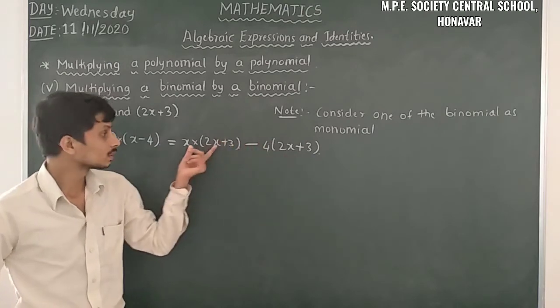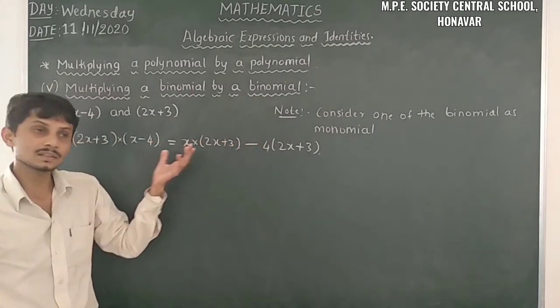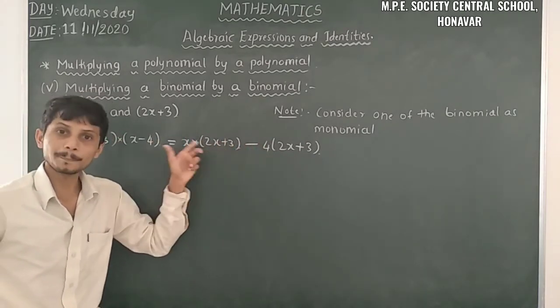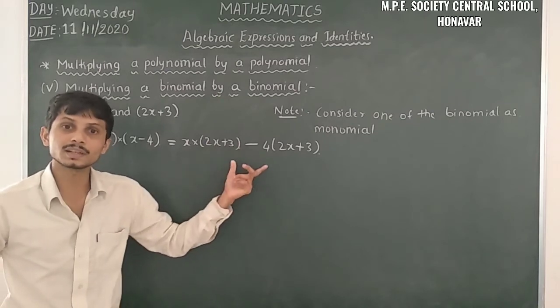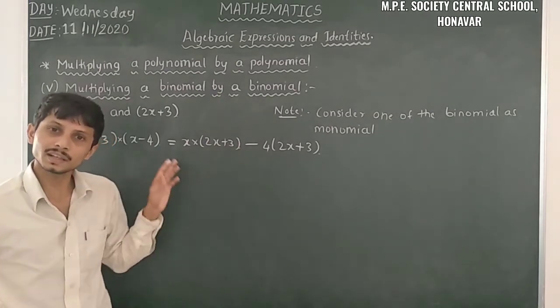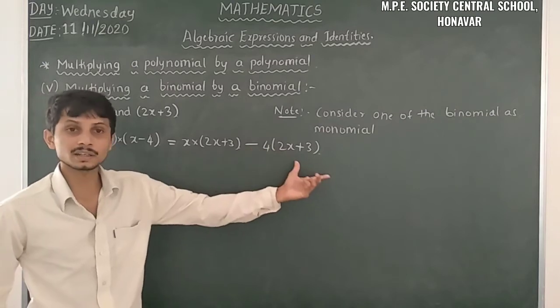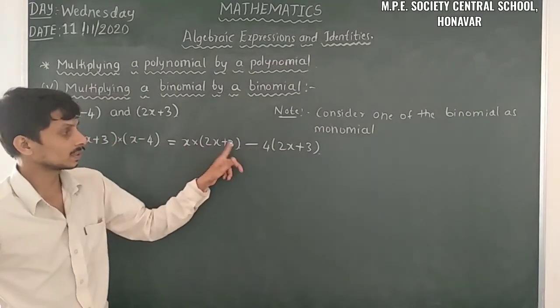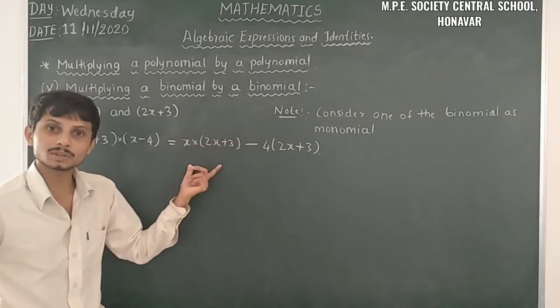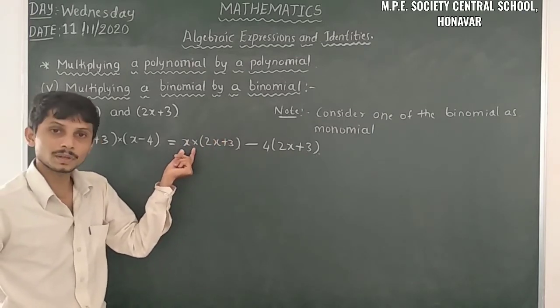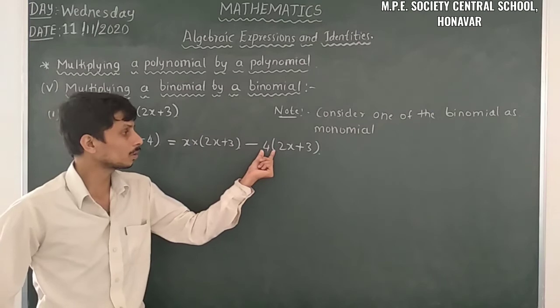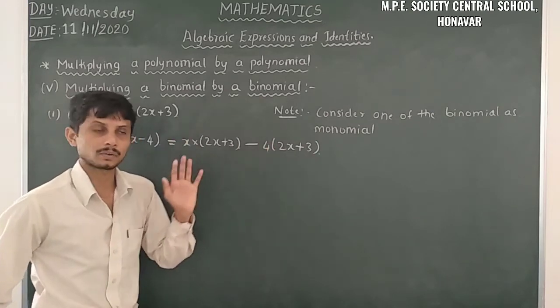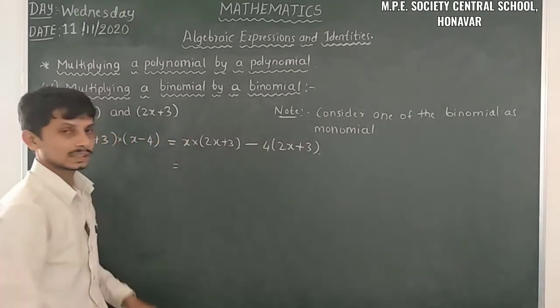Before, we considered this term as a monomial; after these steps we have to consider it as a binomial. Again it is the same step. So x into 2x, x into 3. That means we have to take the same step, that is multiplying a monomial with a binomial. Likewise, let us take that one.